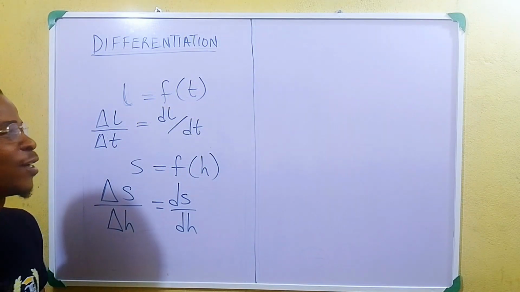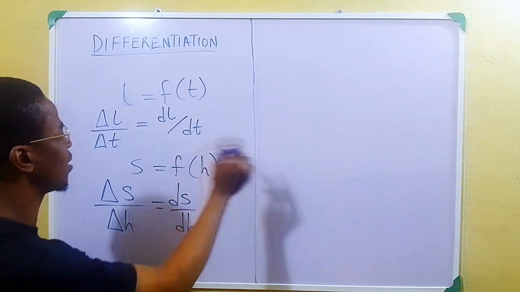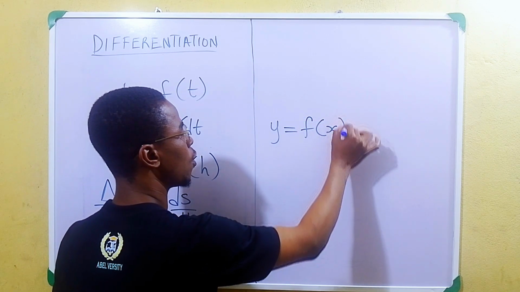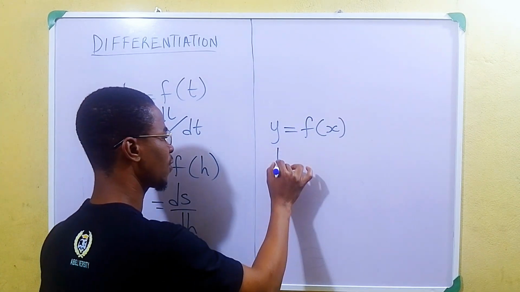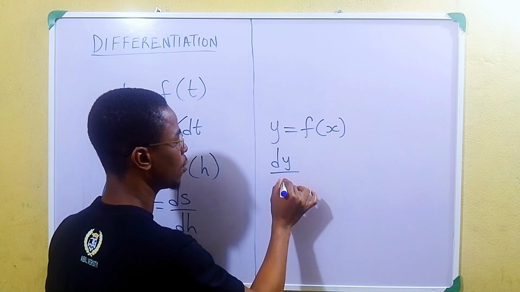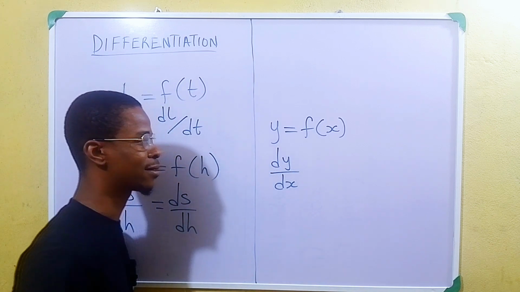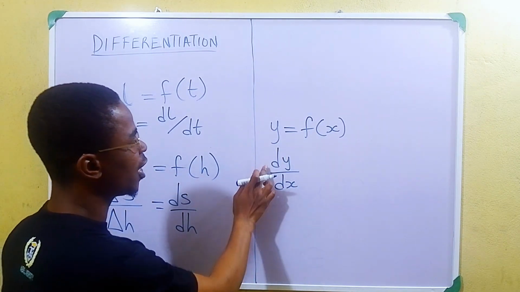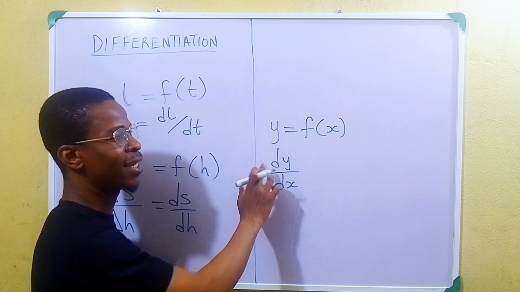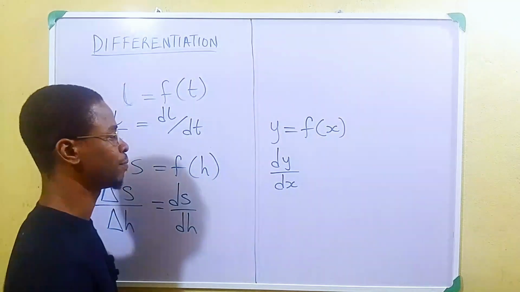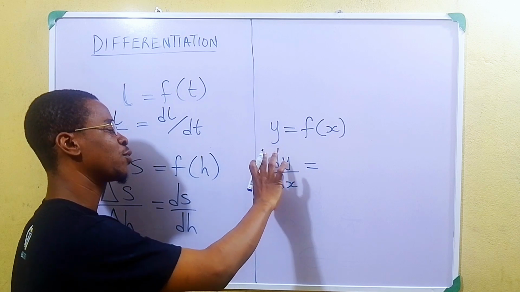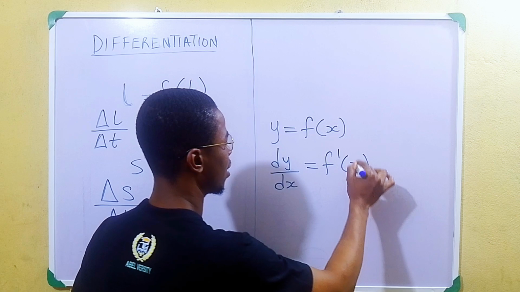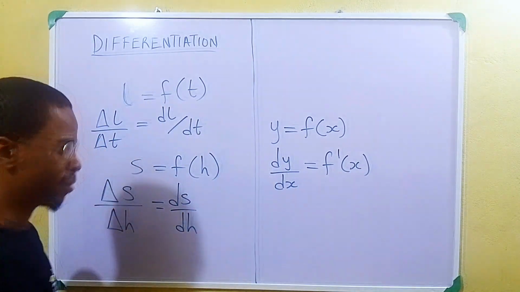But we know that in mathematics we use the alphabets X and Y. So we can say, just like this, if Y is a function of X, dy/dx will be the differentiation or derivative of this. This means that a change in X will lead to a change in Y. That is the change that we are studying. And sometimes you see them write dy/dx as f prime of x. This is also the same as this.